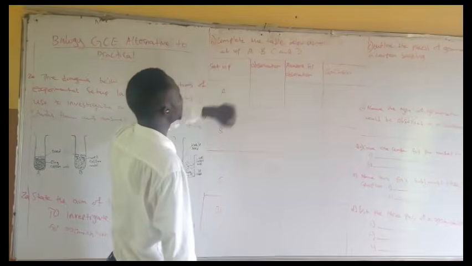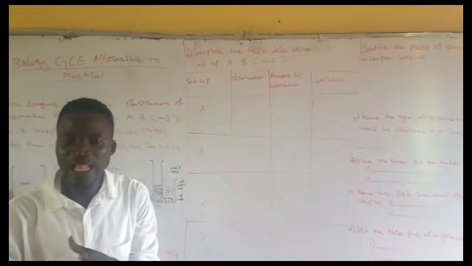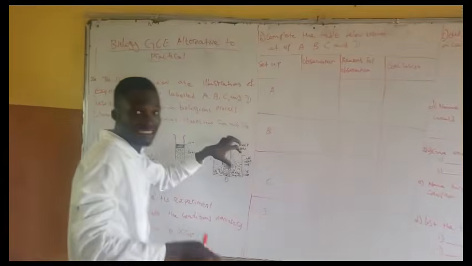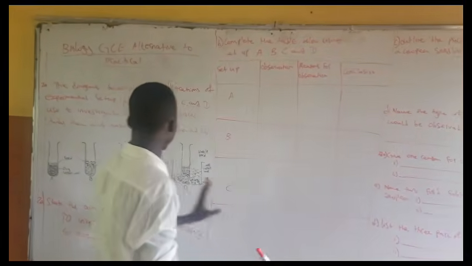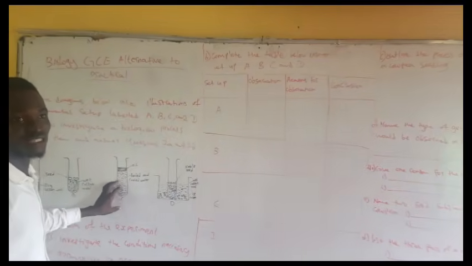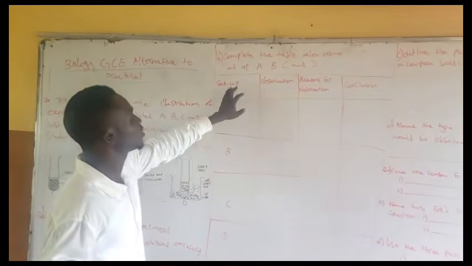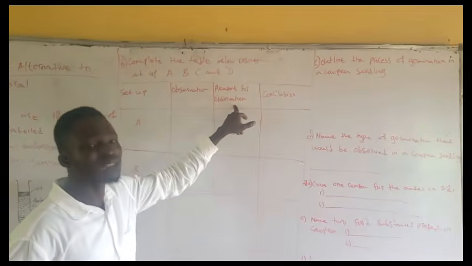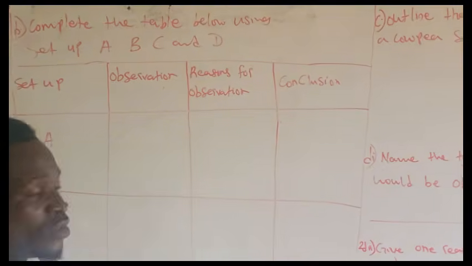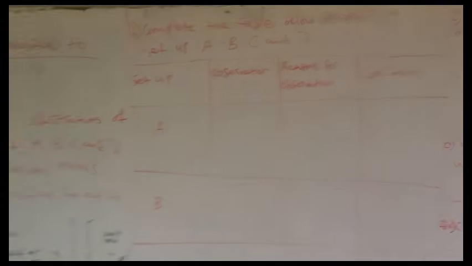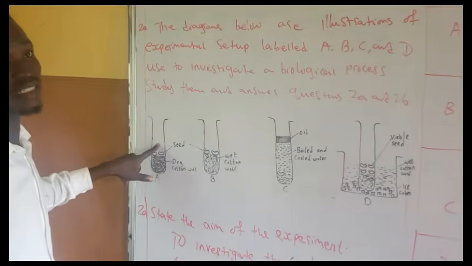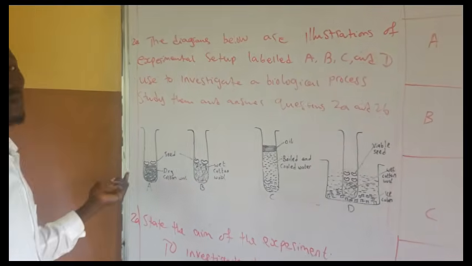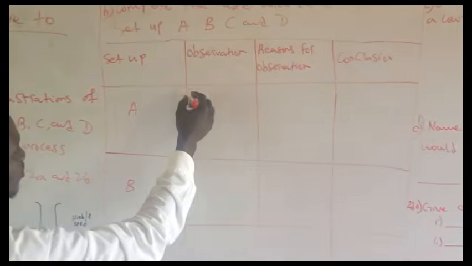The next says, complete the table below using setups A, B, C, and D. Now, this is the setup of A, B, C, and D. We want to answer everything here with all these diagrams, so let's quickly do that. The table has setup, observation, reasons for observation, and conclusion. The first one is A. What did we observe in A? What we observe there is dry, so what we put there is germination.